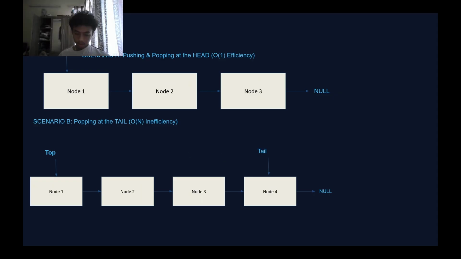And because of this, the CPU is forced to start at the very beginning of the list. Hop to node 1, node 2, then node 3, just to locate the node that comes before our tail. As the list grows to thousands, hundreds of thousands of items, this sequential checking takes longer and longer, which slows down our speed and is highly inefficient, which is why pushing and popping is done at the head.